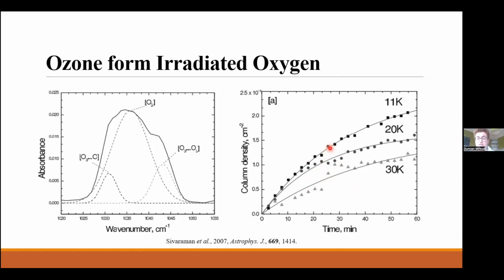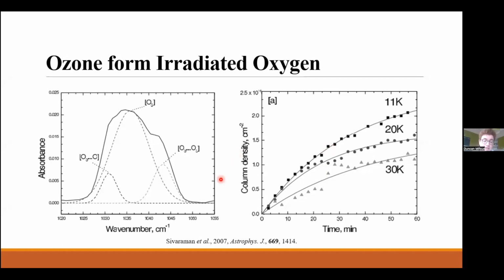And the reason for this is that as you go to higher temperatures, the oxygen atoms that result from the dissociation of the oxygen molecule recombine to reform that oxygen molecule more efficiently. And so by really cooling down the substrate to temperatures that you would only find in the interstellar medium, you maximize the formation efficiency of ozone, or at least the abundance you get at the end of your irradiation.